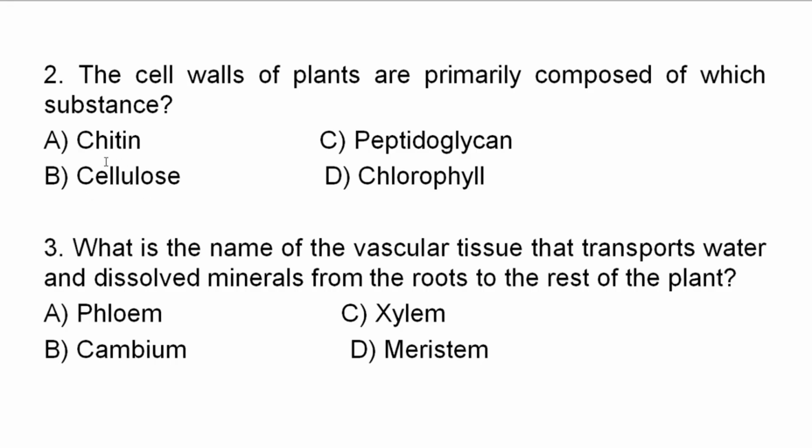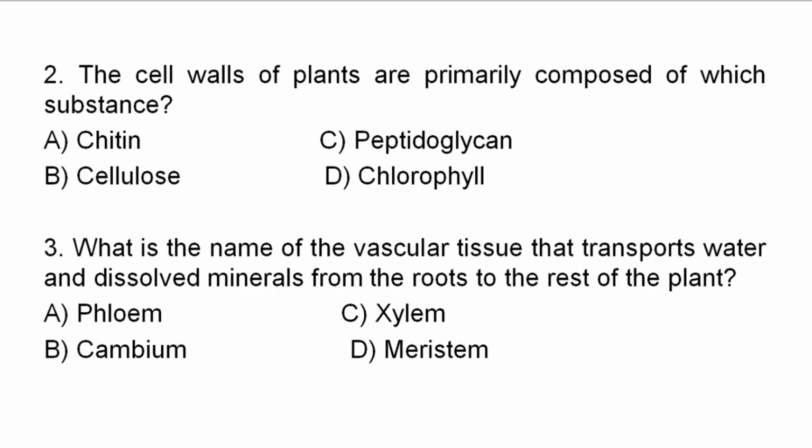Cellulose. Cellulose is the primary composition of the cell wall of plants. Good. So the correct answer for question number 2 is B. The cell wall of fungi is composed of chitin. The cell wall of bacteria is composed of peptidoglycan. Chlorophyll is the pigment that is important to trap light energy. So the correct answer for question number 2 is cellulose. Cellulose is the major component of the plant cell wall.